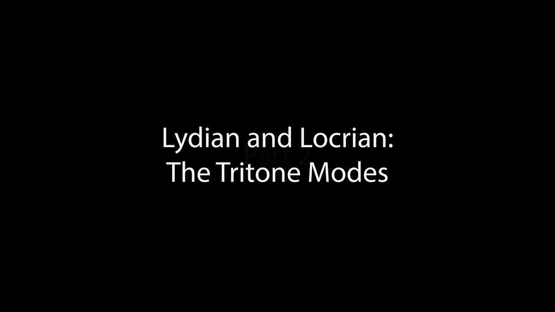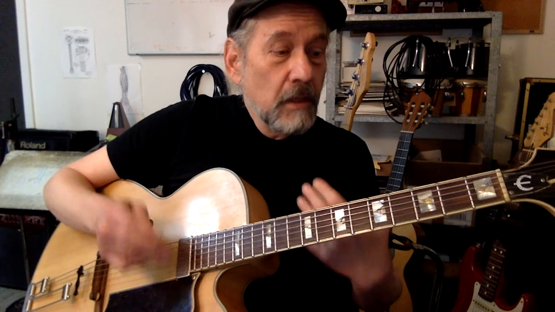Now, there are two more modes that are also mirroring each other, the Lydian mode and the Locrian mode, mirror image of each other. The Lydian mode begins with the tritone. And again, let's stick with the key of C. That means we're going to start on F, C, D, E, F. So we have F, G, A, B.